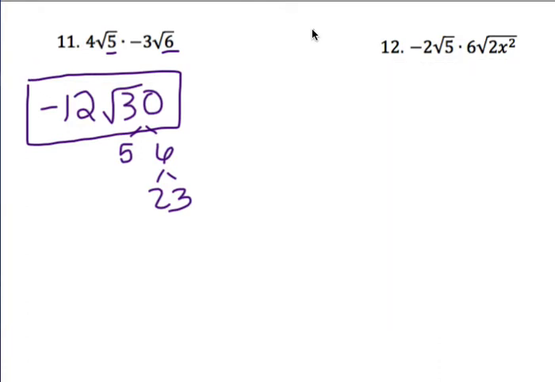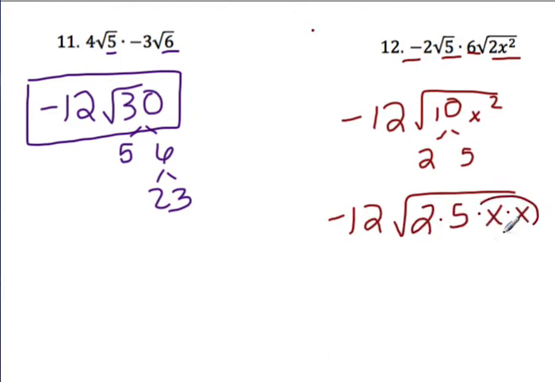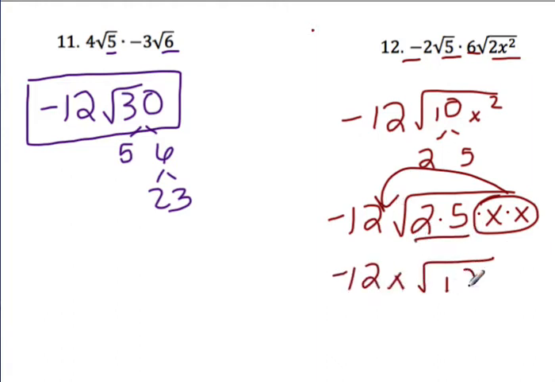Now, let's take a look at number 12. So negative 2 times 6 is a negative 12. And then underneath the radicals, 5 times 2, which is going to give me 10, and then x squared. So breaking down 10, I get 2 and 5. So I have negative 12 on the outside, and then on the inside, 2 times 5 times x times x. So this time, I do have a pair of x's that I can take out. So I'm going to take those out and bring them to the outside. So I get negative 12x, and then left underneath the radical is 2 times 5, which is 10. So that right there is your final answer for number 12.